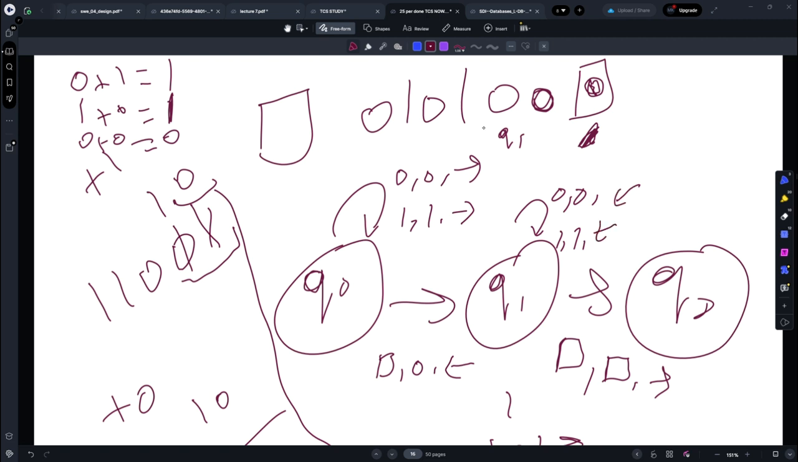So it keeps going left and ignores all of the zeros and ones. And the moment it reaches this hash symbol here, it keeps it like that and it goes to this and changes the state to Q2. And that's how you multiply a number with 2.